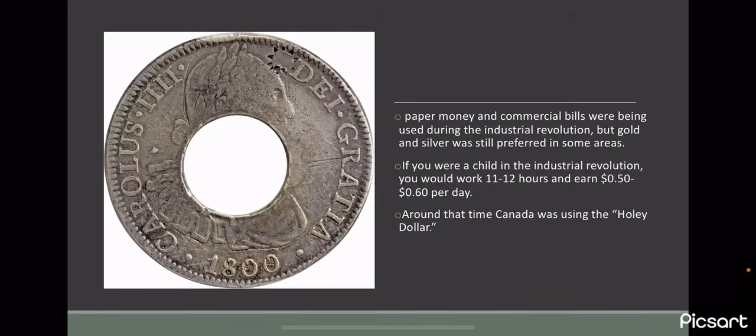If you were a child in the Industrial Revolution, you would work 11 to 12 hours and earn 50 to 60 cents per day. Around that time, Canada was using the holy dollar. This special coin consists of two parts: the center of the coin, which was worth 1 shilling, and the outer piece that was worth 5. These coins were used in Prince Edward Island and New South Wales.